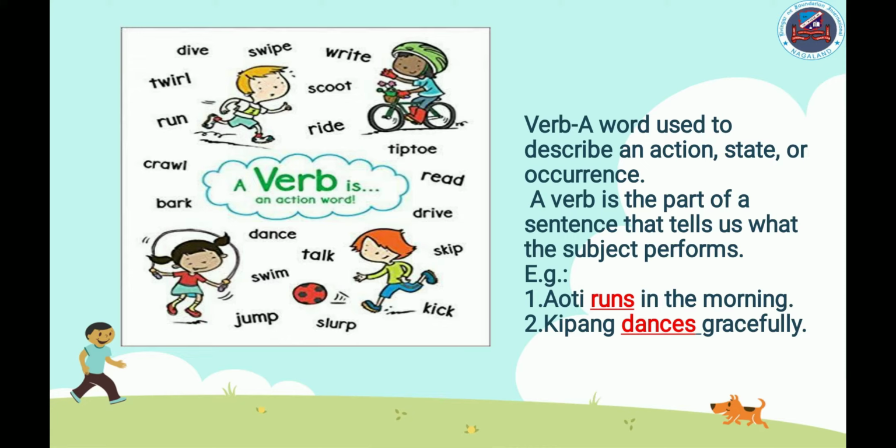Second, Kipang dances gracefully. Here the subject is Kipang and the action word is dances. So dances will be the verb. A verb is also called an action word. Here we have so many examples. To name a few, we have dive, twirl, run, crawl, bark, dance, talk, swim, jump. So basically, verbs are the everyday actions that we do on a daily basis.